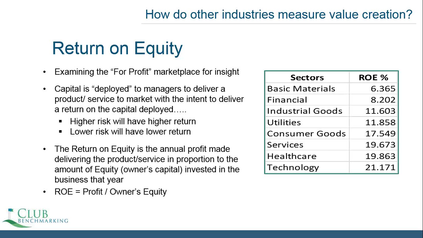And companies that are in high return sectors, because they're higher risk and therefore higher reward, like technology companies, demand and deliver high returns on equity. Clubs that are in a lower risk scenario, commodity clubs, basic materials, iron ore and copper, don't have the same risk profiles, and therefore return lower amounts on equity.